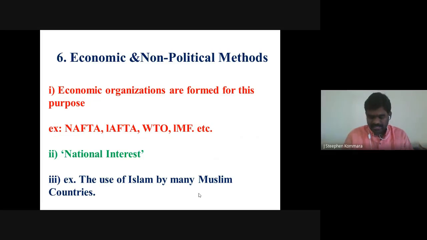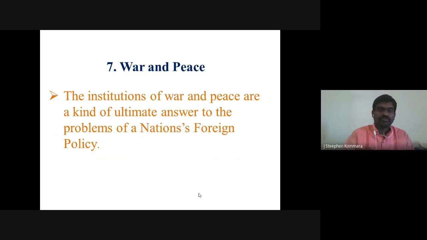And the seventh one is war and peace. So the institutions of war and peace are a kind of ultimate answer to the problems of a nation's foreign policy, war and peace. Okay. So of the two, war and peace comes on the heels of war, generally inaugurating a basic change in the foreign policies of nations concerned.